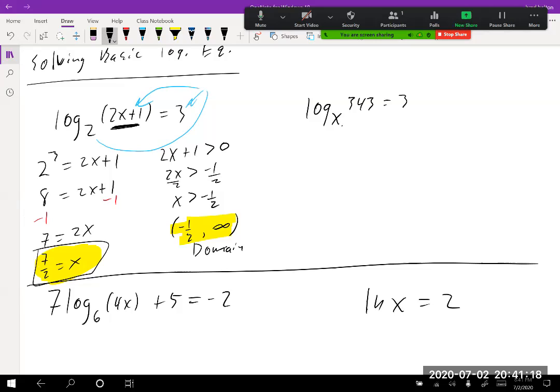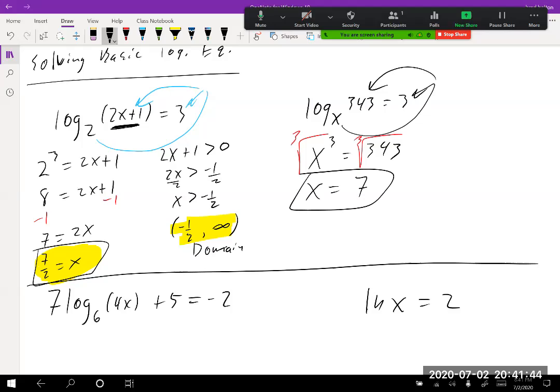This is the swirly. X to the 3 is equal to 343. So x to the 3 is equal to 343. So then we need to find the cube root of both sides. So x equals, and then we're going to do the cube root. And I get 7. So x is equal to 7.